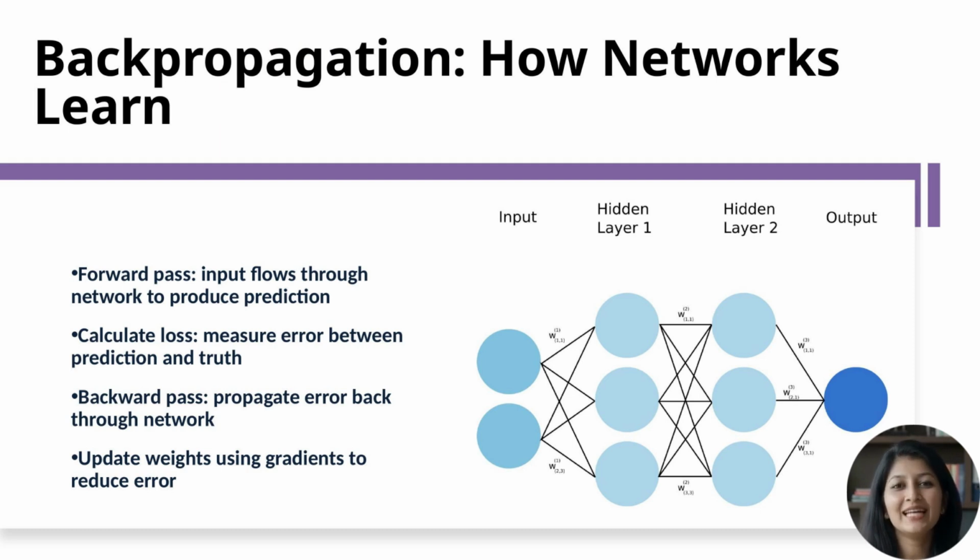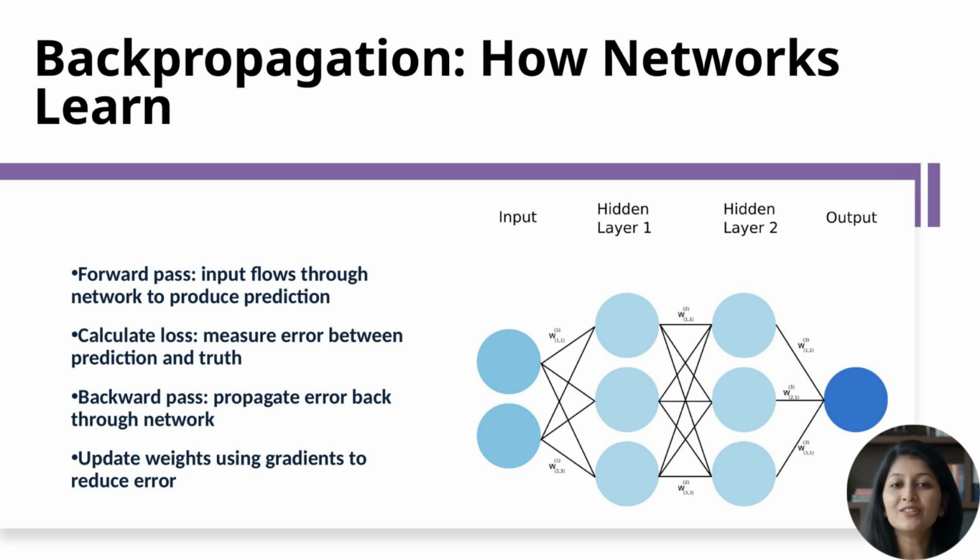Backpropagation is the algorithm that makes deep learning possible. It's how we train networks with millions or billions of parameters. Let me walk you through the process. Training has two phases, forward pass and backward pass. In the forward pass, your input data flows through the network layer by layer. Each layer performs computations, matrix multiplications and activation functions, transforming the data until it reaches the output layer. This gives you a prediction.